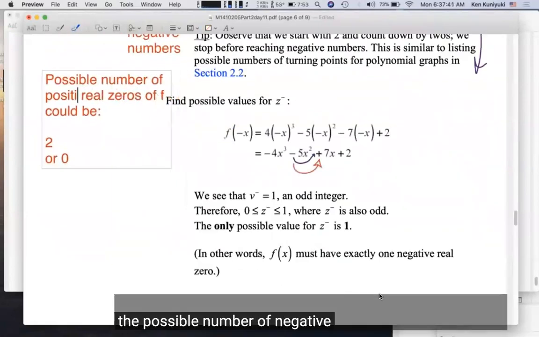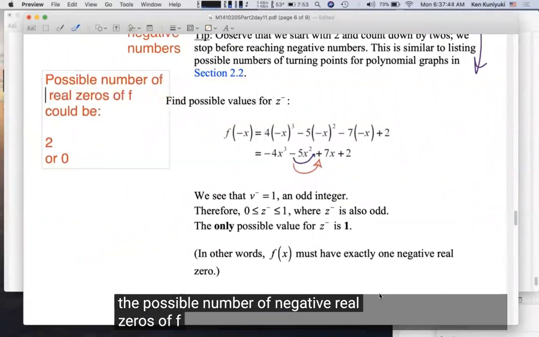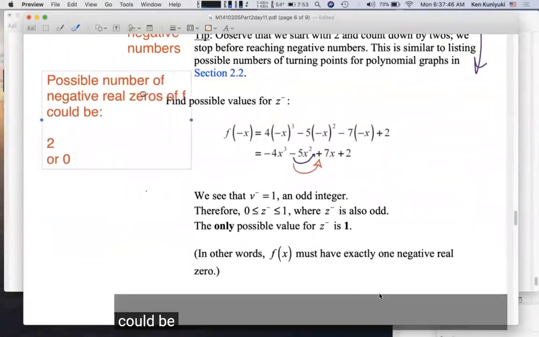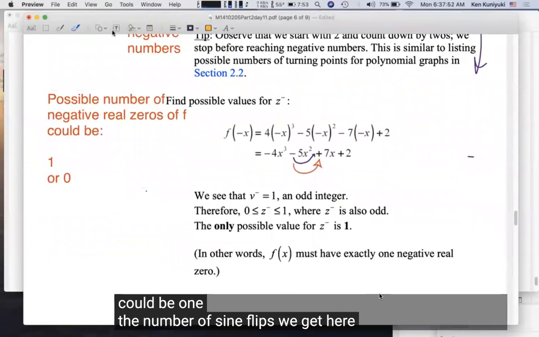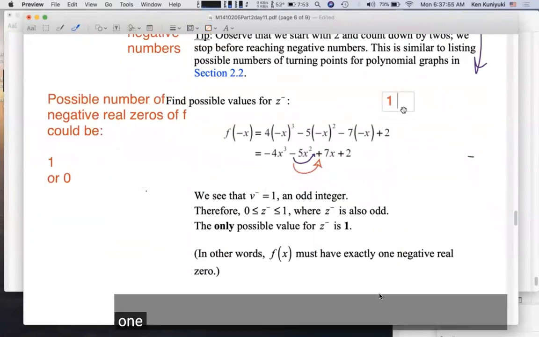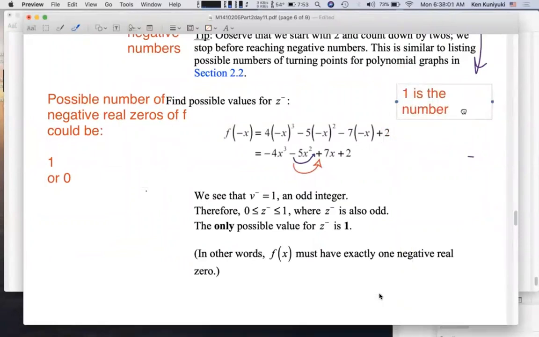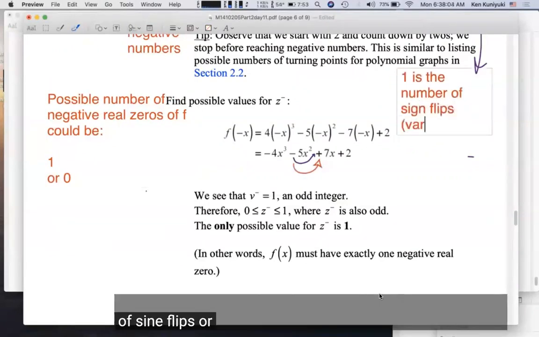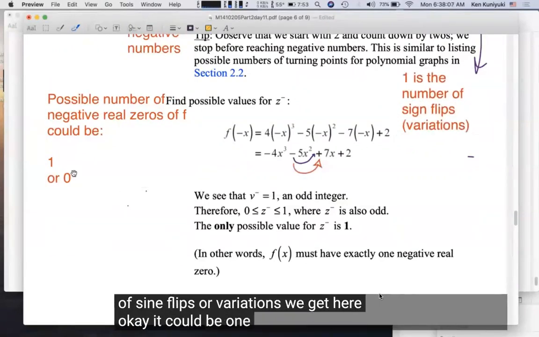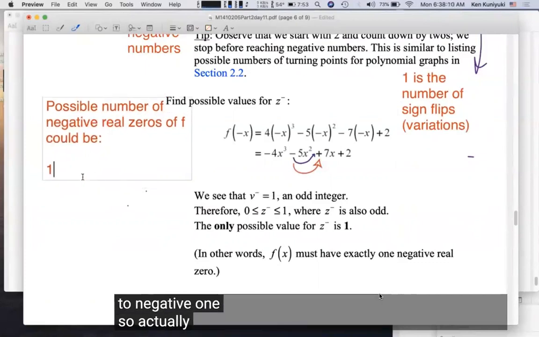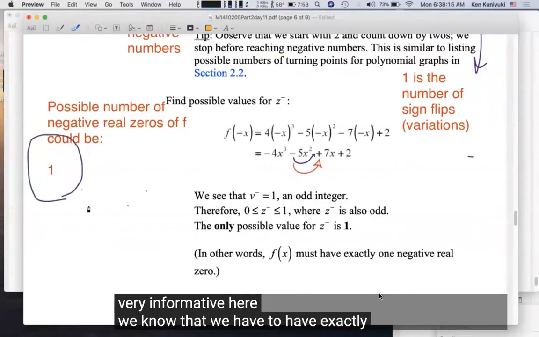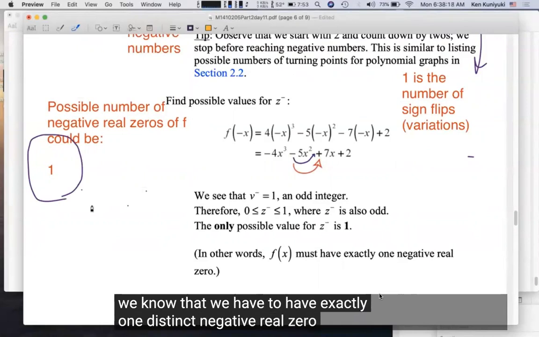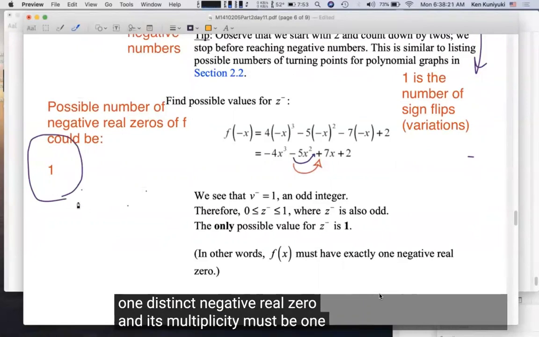The possible number of negative real zeros of f could be 1, the number of sign flips or variations we get here. It could be 1, or we can't go to negative 1. So actually, Descartes' rule of signs is very informative here. We know that we have to have exactly 1 distinct negative real zero, and its multiplicity must be 1.